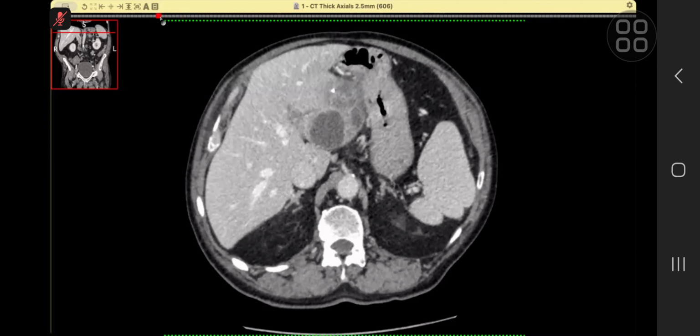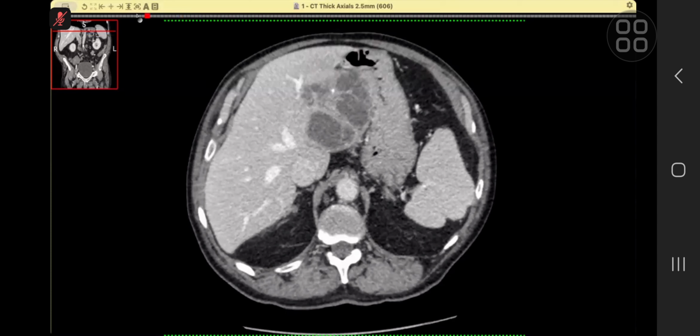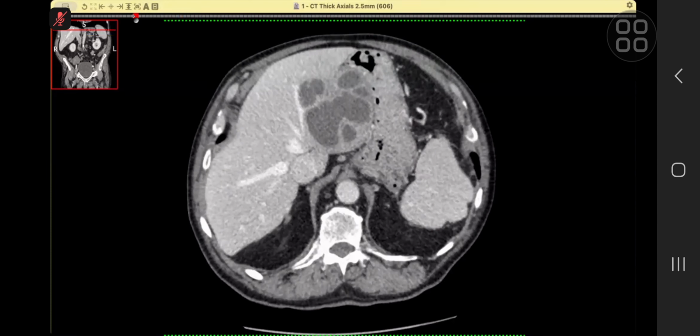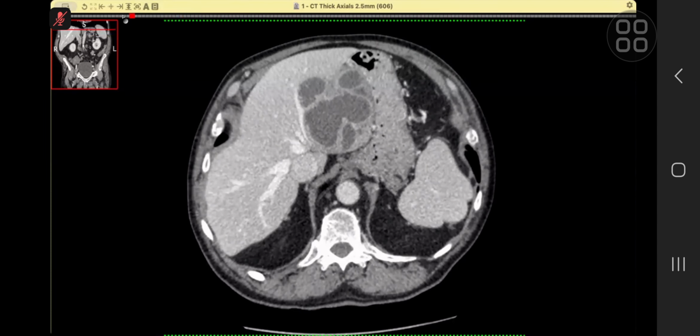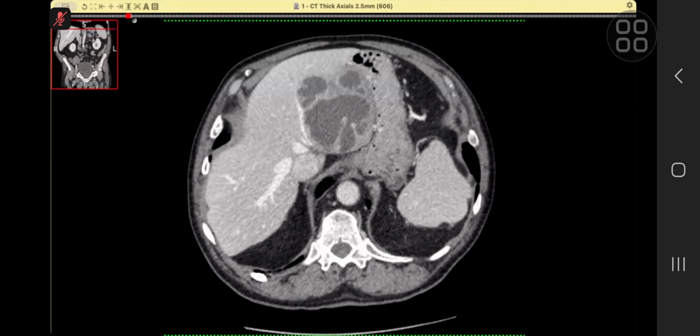So there is a multiloculated lesion within the left lobe of the liver. It has septa which are enhancing. It is displacing the adjacent hepatic vessels.